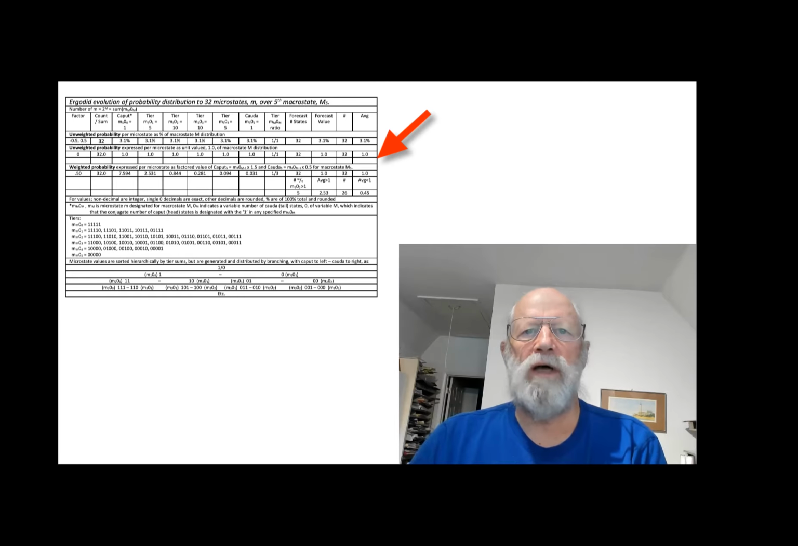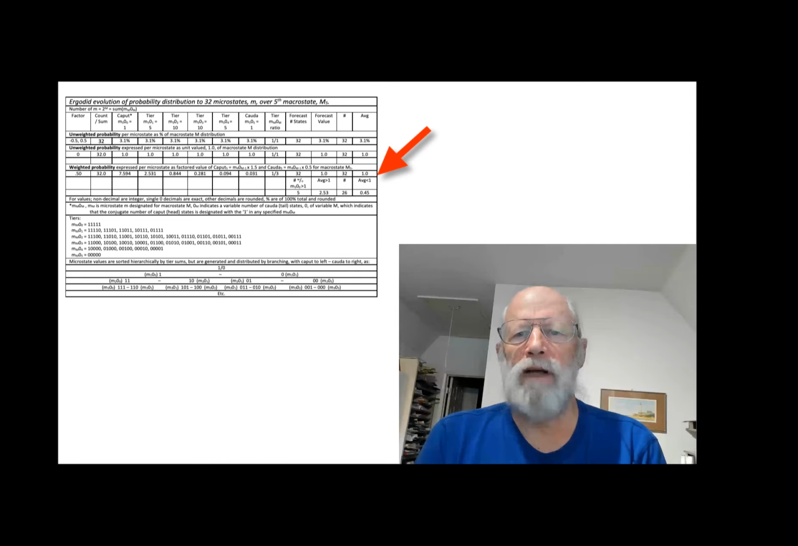That same unweighted probability expressed per microstate as a unit valued average 1.0 of the macrostate M total, and as a weighted probability expressed per microstate as a compounded factored value, here with a factor of 50% added to the head or caput and deducted from the tail or cauda for the evolution of each microstate.